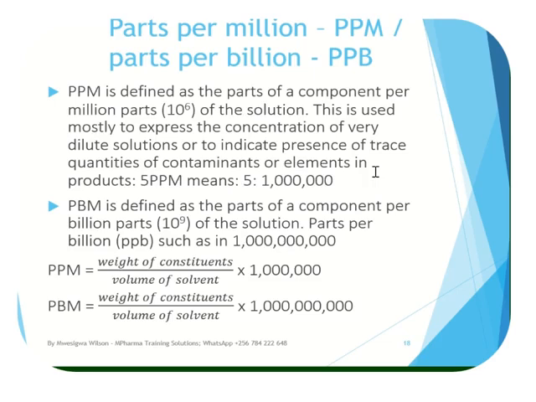ppb is defined as the parts of the component per billion parts of a solution. So per 9 zeros, like this. So we can interconvert between the strengths, ppm and ppb, either per million or per billion, by using these equations.